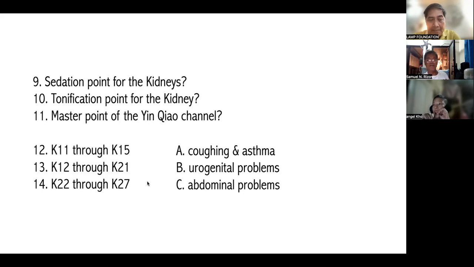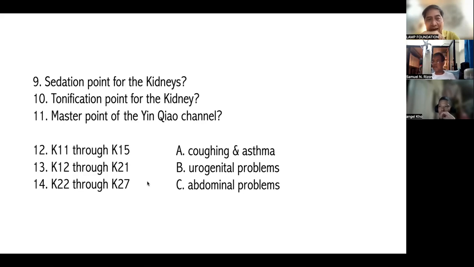Doc, good evening po, good evening classmate. Number 9 po, sedation point for the kidney. My answer po is kidney 1 po, Jing-well wood element. Very good. Number 10. Tonification point for the kidneys, kidney 7 po, classification is Jing-river metal po.